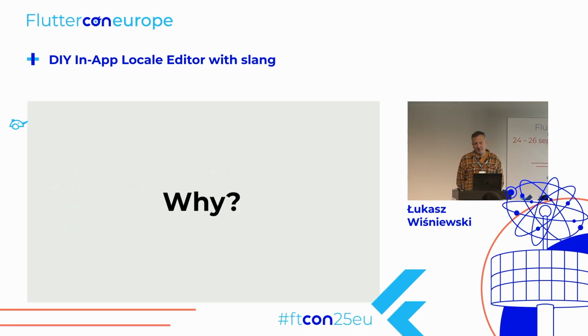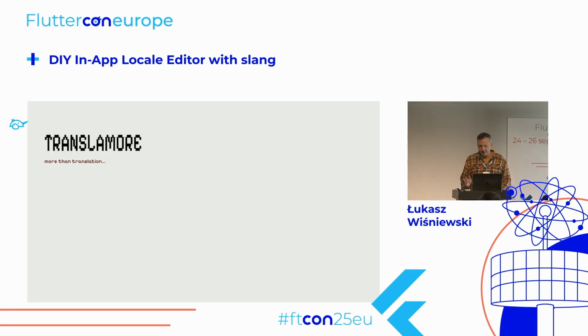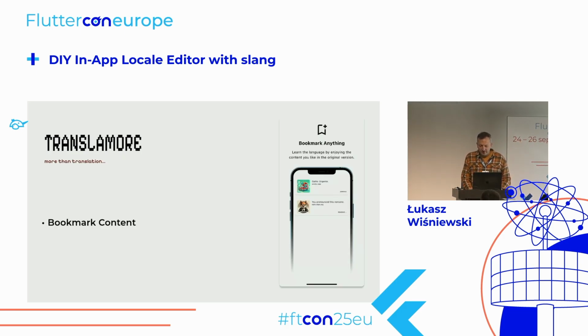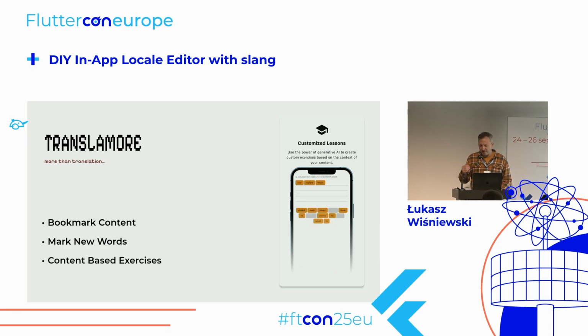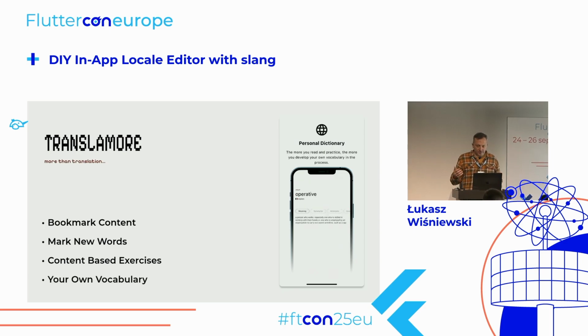And today I would like to talk to you about my side project. The twist is it's a side project of a side project. So my original side project is an app called Translamore, which I wrote for myself to help me learn languages. I wanted to be able to read some article in German, mark the words I don't know, and then have some exercises based on the content I read. And you know, the more you learn, the better you get, or maybe except if it's German.